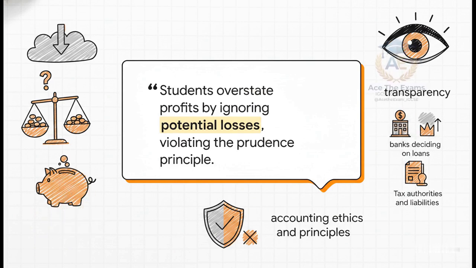Right, and think about the real-world implications of that. Transparency is vital. Interested external parties, like banks deciding on loans or tax authorities calculating liabilities, rely on the absolute integrity of those records. Overstating profit isn't just bad math. It fundamentally distorts the entire evaluation of a business's health.